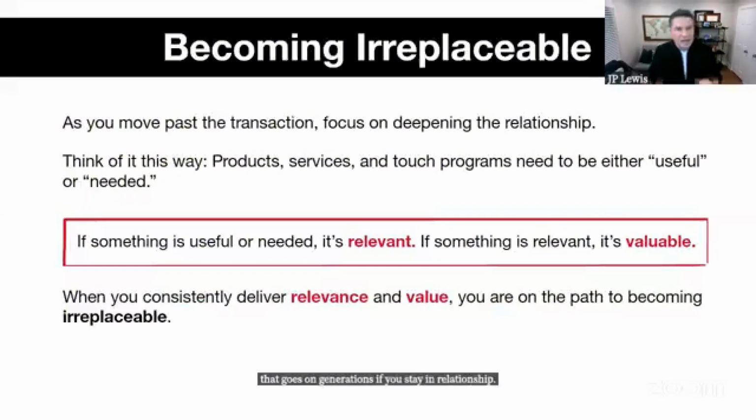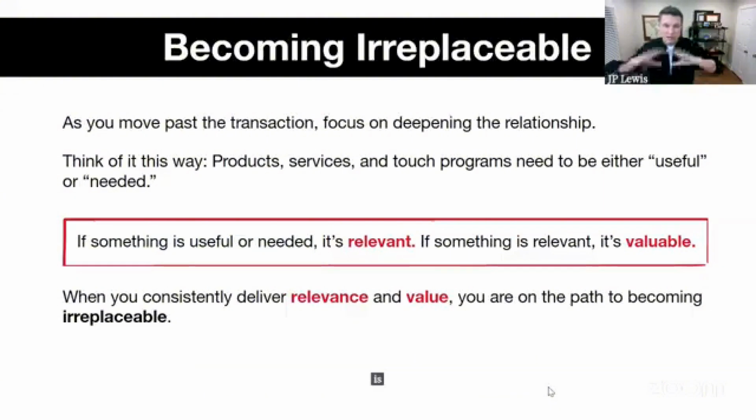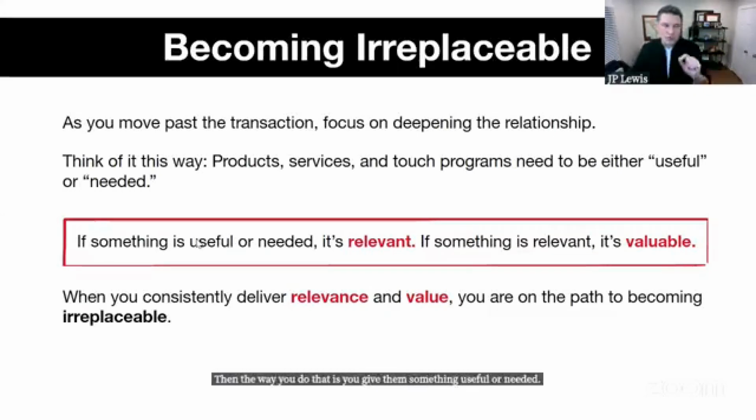And then lastly, this is how you become irreplaceable. I won't read all this to you, but here's the point, and this goes to what Andy's saying. If you want to be the one they always think of and everyone else is just everyone else, then the way you do that is you give them something useful or needed. Because if it's useful or needed, it's relevant.